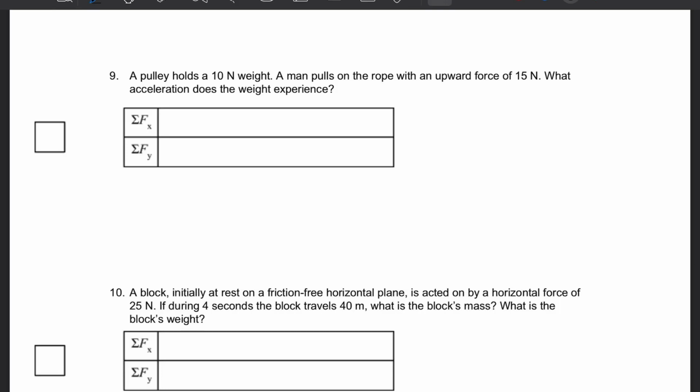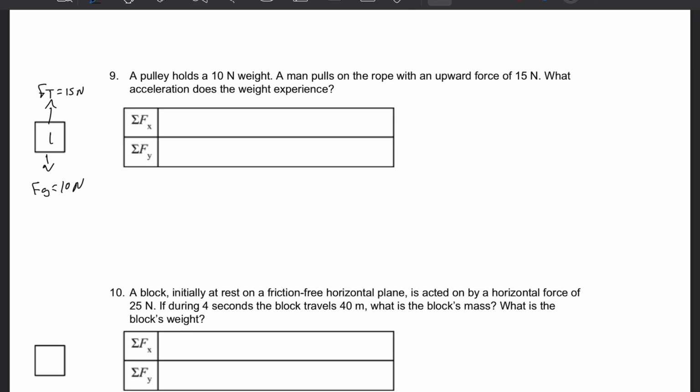All right, number 9, a pulley holds a 10 newton weight. A man pulls on the rope with an upward force of 15 newtons. What acceleration does the weight experience? Well, if the weight is a 10 newton weight, the force of gravity is 10 newtons. So the mass would be 1 kilogram, 10 divided by 10.